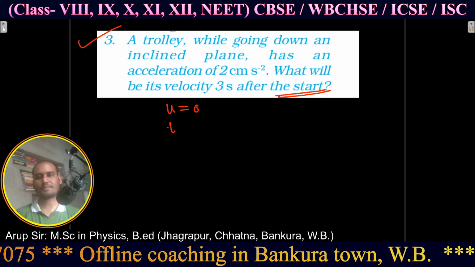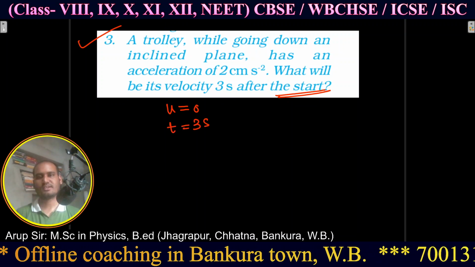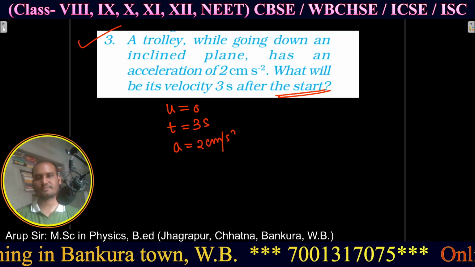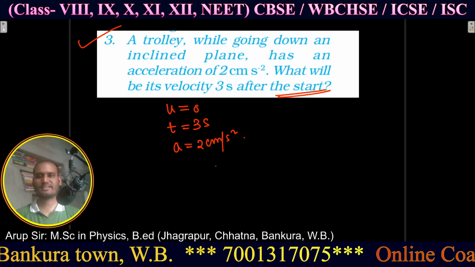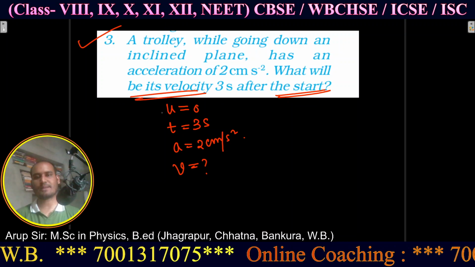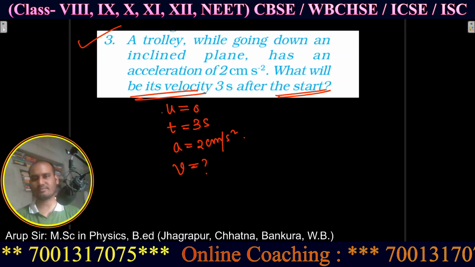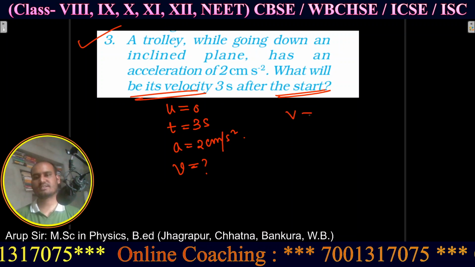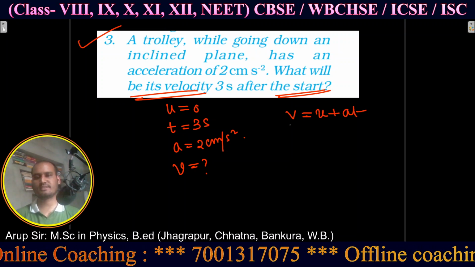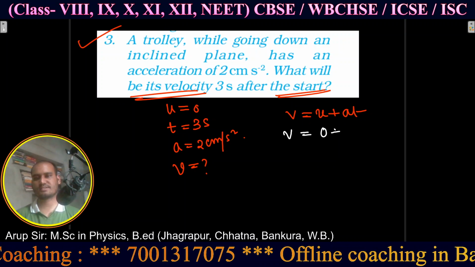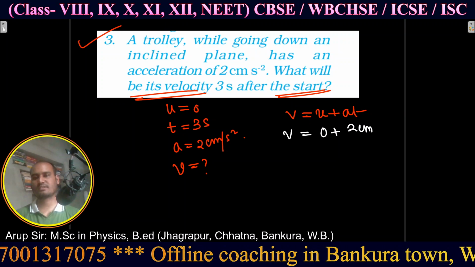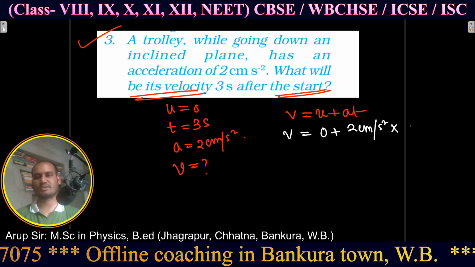And after how much time? 3 seconds. What is the acceleration? That is 2 centimeter per second square. So what is the question actually? What will be the velocity after 3 seconds? Means what is the final velocity after 3 seconds? So what is the formula? V equals to u plus at is the simple formula. Just put the values. V we have to find out. U is 0. A means 2 centimeter per second square. Centimeter per second square, not in meter per second square. Remember it.